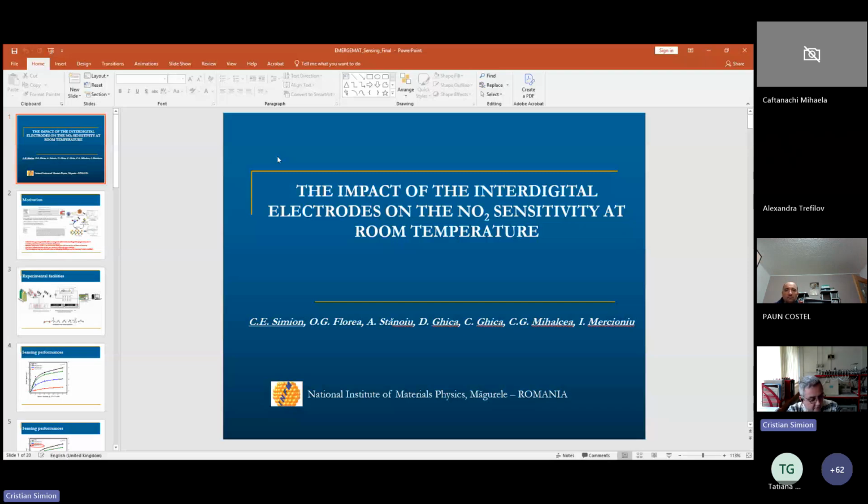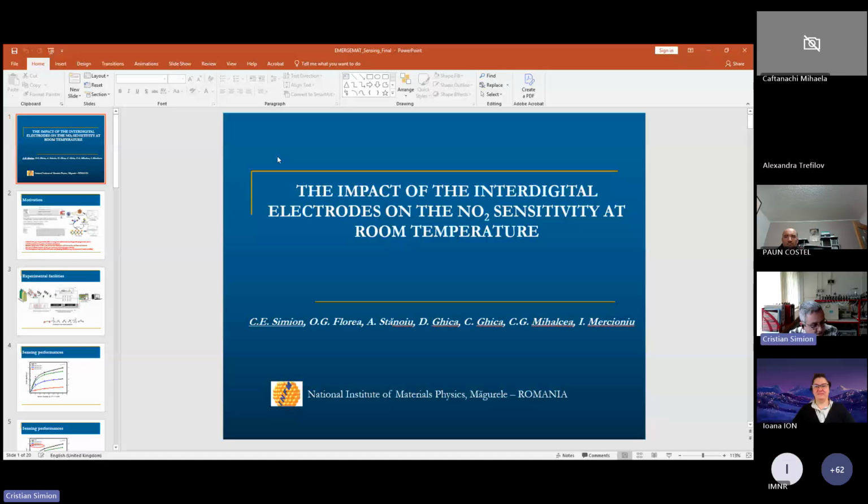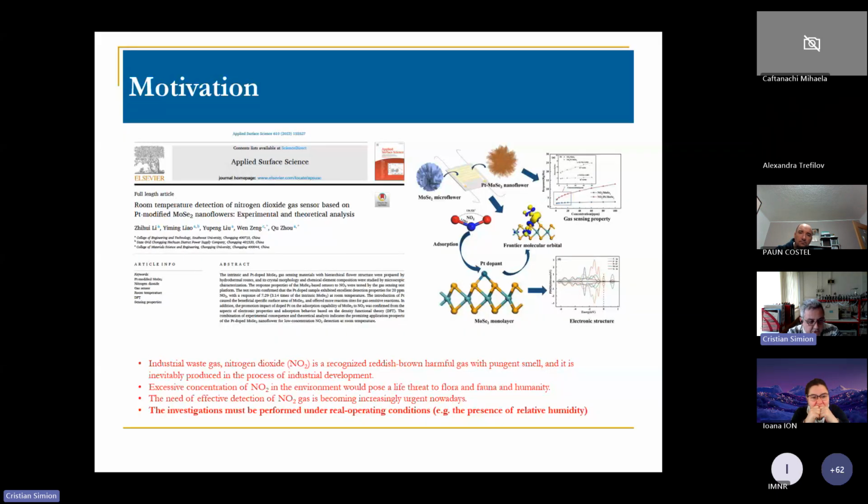Thank you very much. So first of all, I would like to thank the organizers for giving me the opportunity to present our work. And today I will show you a way in which the NO2 sensitivity can be improved by a simple tuning of the substrate architecture at room temperature. Why at room temperature and why nitrogen dioxide detection?